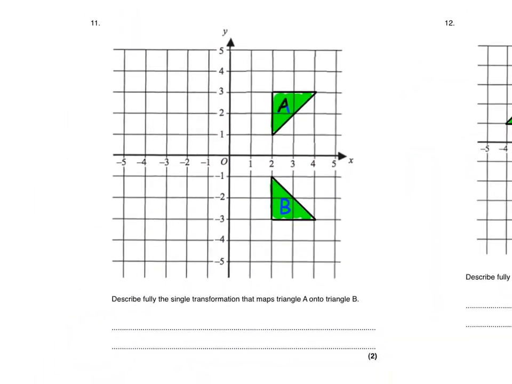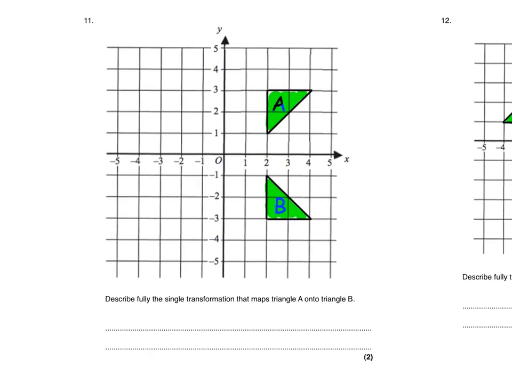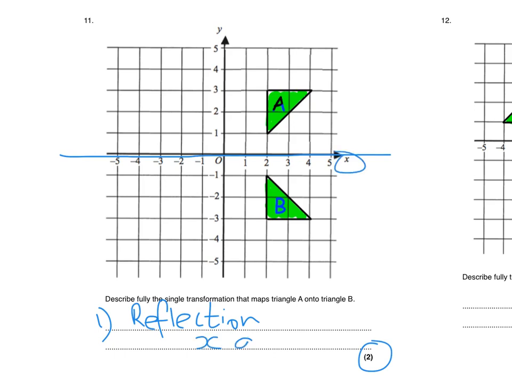The next thing you can be asked to do is fully describe the transformation that maps triangle A onto triangle B. Now you can see this is worth 2 marks, so we need to say 2 things. So the first thing that we're going to say is the fact that it is a reflection. We can draw on our mirror line to help us. Well, I can see that this here is my mirror line, and that is the x-axis. So I will say a reflection in the x-axis.